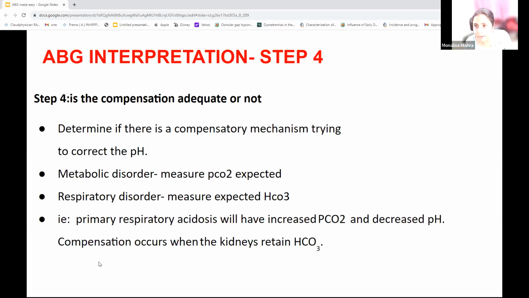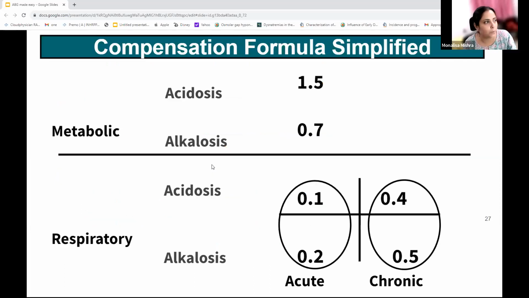So when your lungs are at fault, the kidneys try to compensate. When the kidneys are at fault, the lungs will try to compensate. This is how one organ tries to compensate for the other. If it is respiratory acidosis, the kidneys will compensate by causing metabolic alkalosis. If it is metabolic acidosis, the lungs will compensate by causing respiratory alkalosis. This is how you have to know if the compensation is adequate or not.